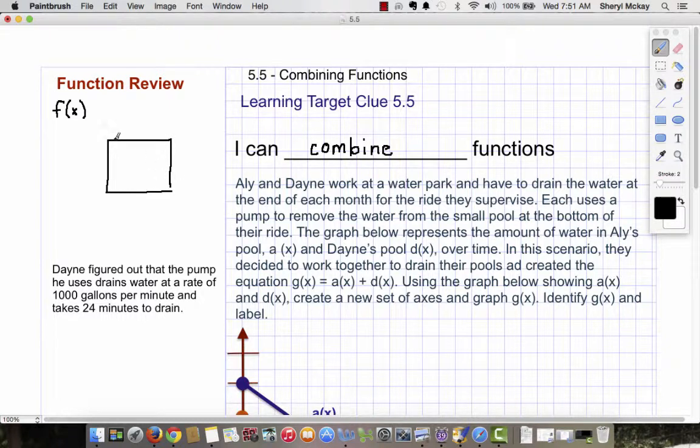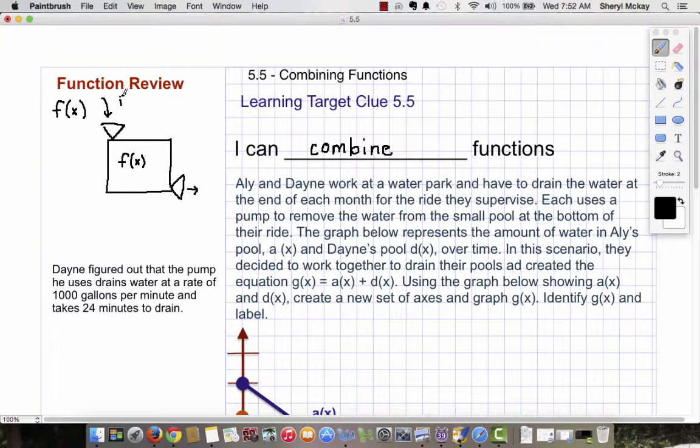If you go back and remember, very early on in our year, we talked about having a function machine. So our function machine, we put something in, something happens, we'll say function f of x, and we get an output. It spits something out. The function is what happens to the input. So something goes in, we do something to it, and it spits out an output.